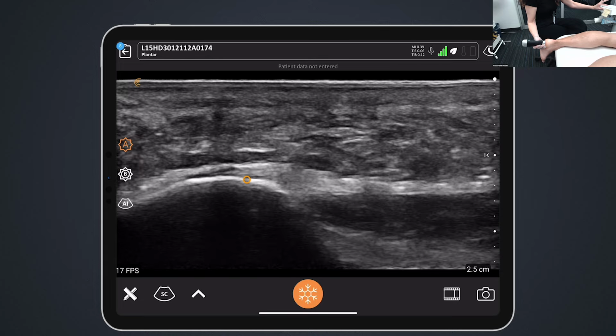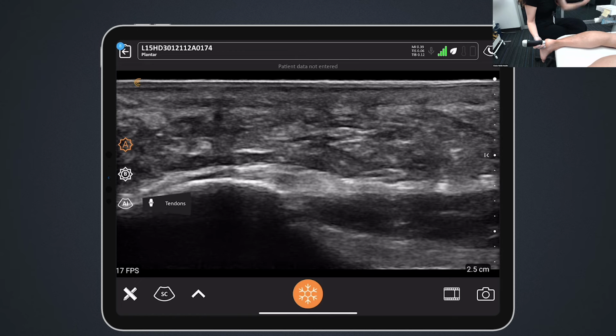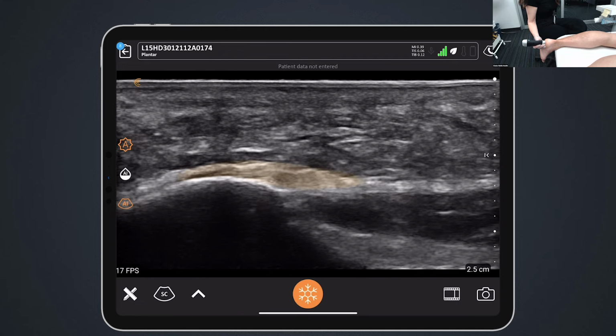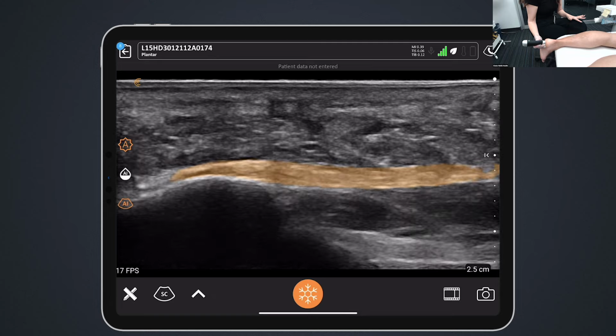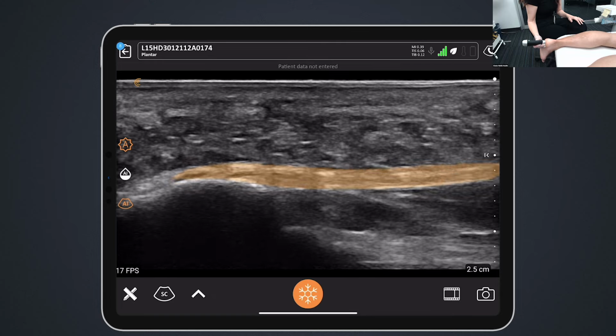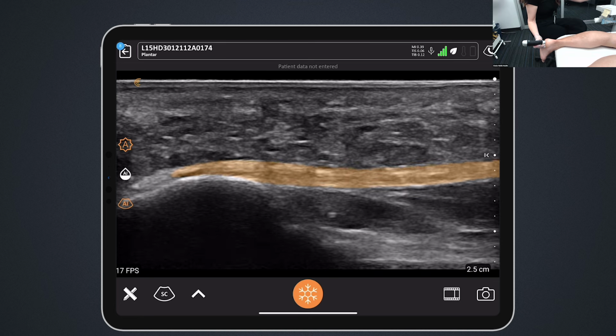So we can see it nice and bright there. If we wanted to further accentuate the fascia, we could turn on the MSK-AI and increase that opacity, and the plantar fascia really pops there. We can see the borders very nicely in sagittal.